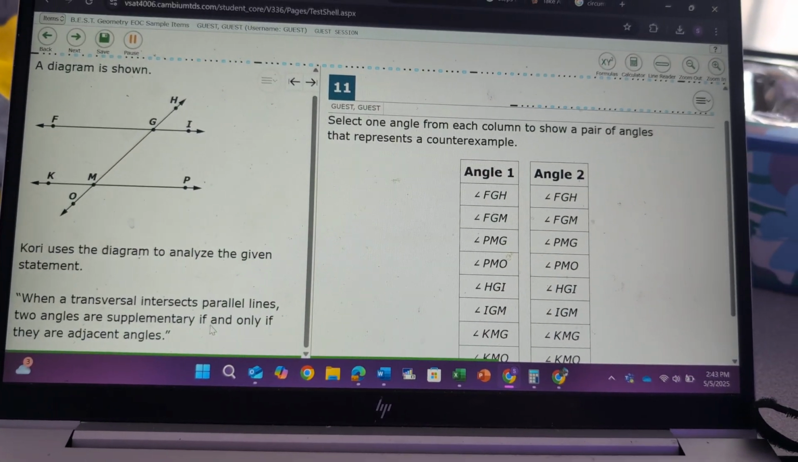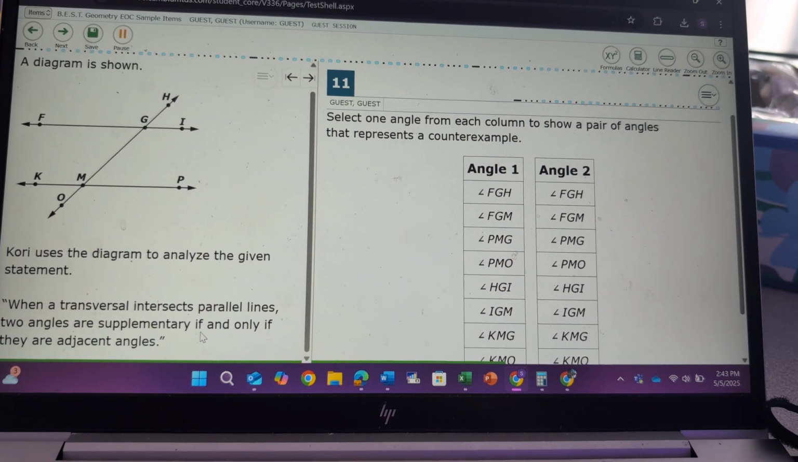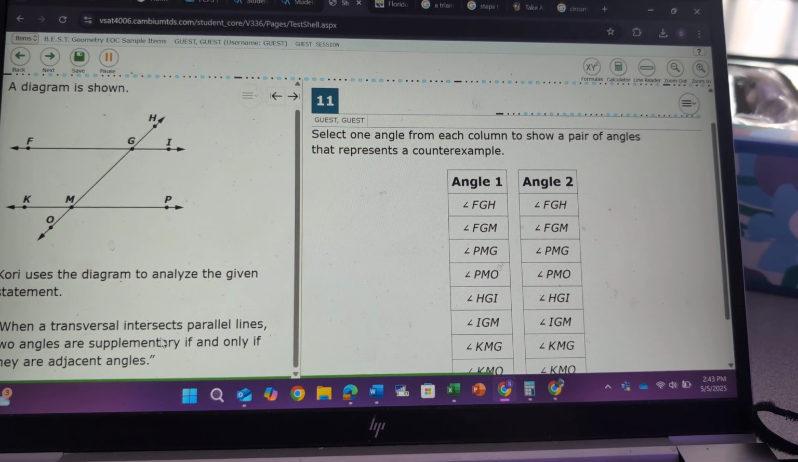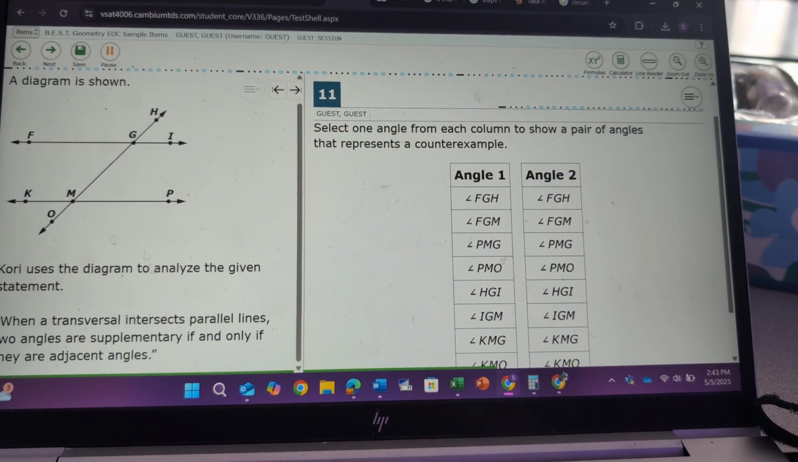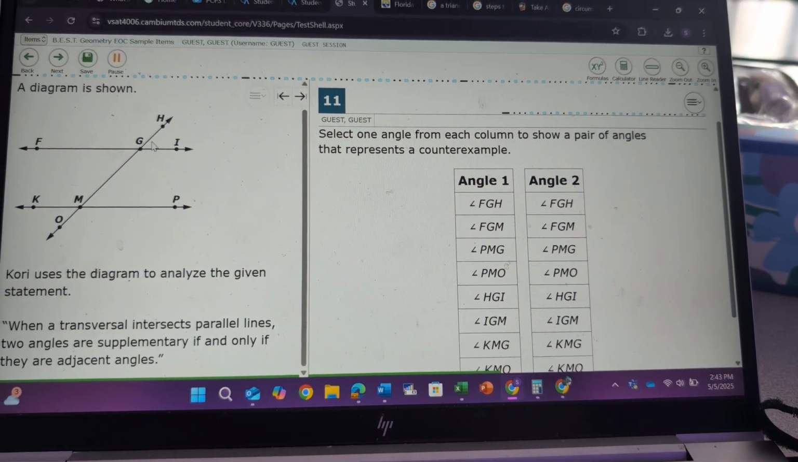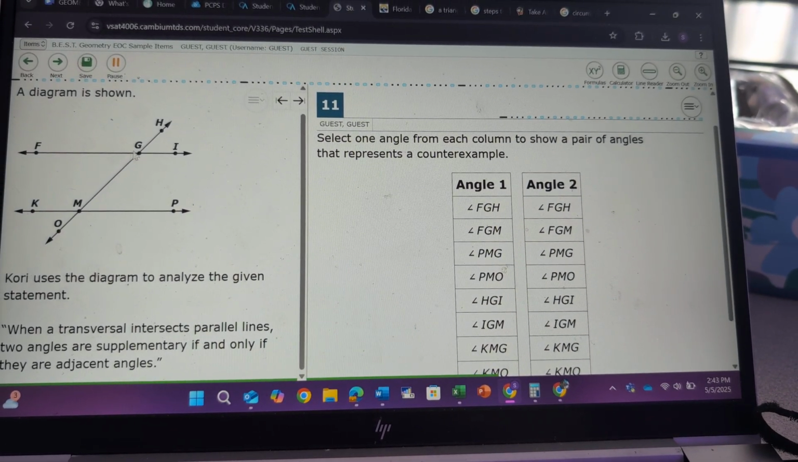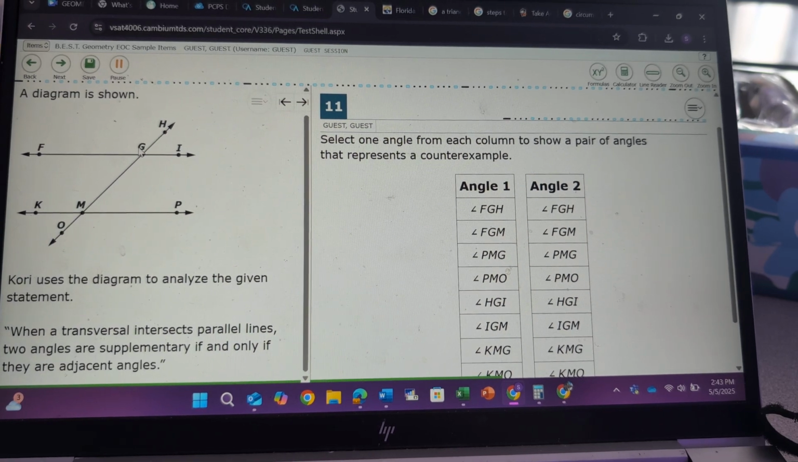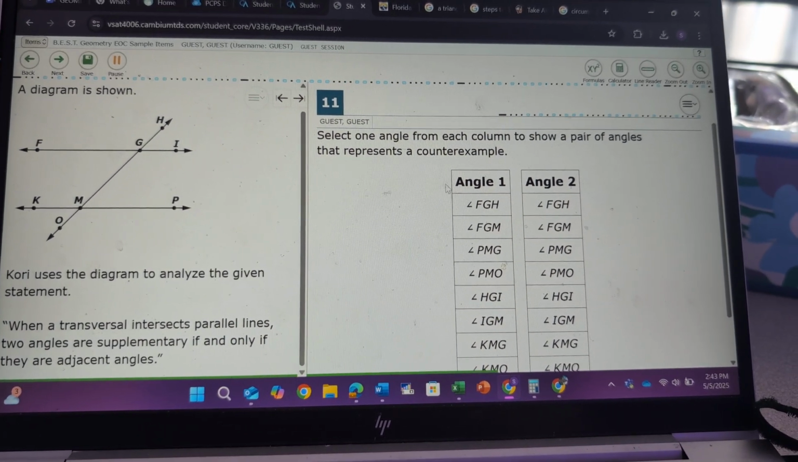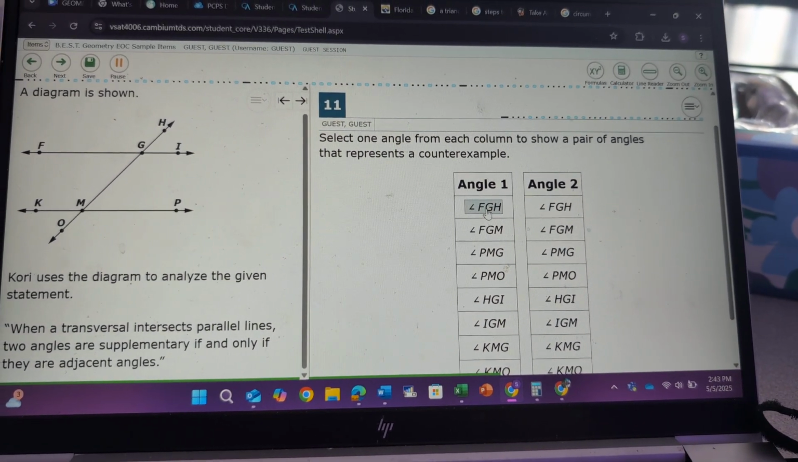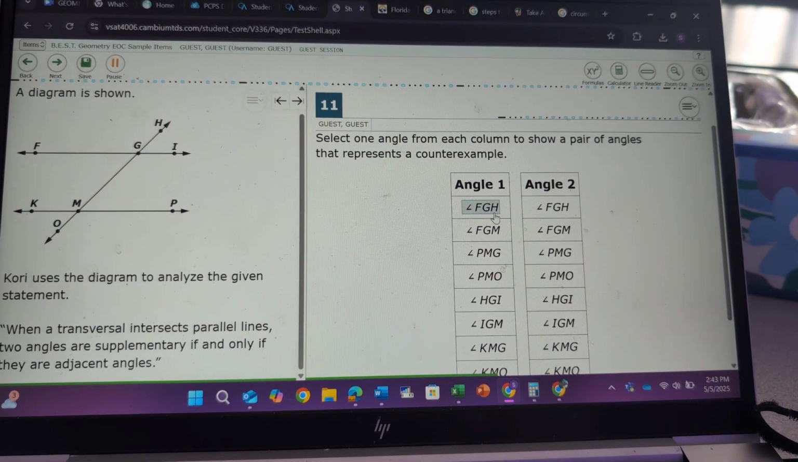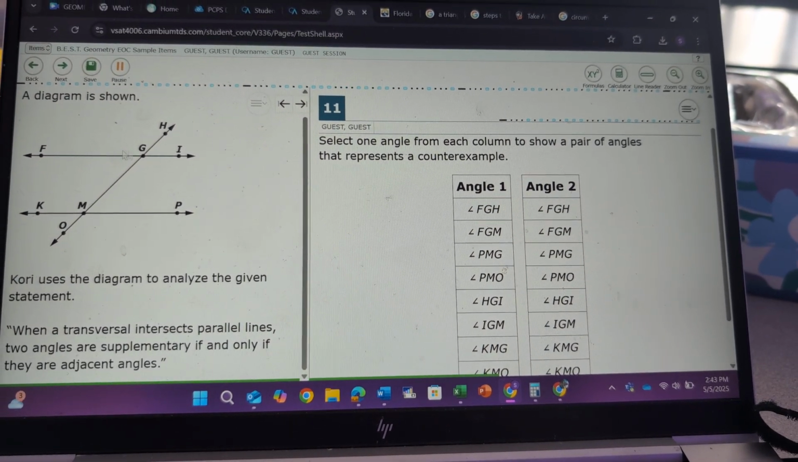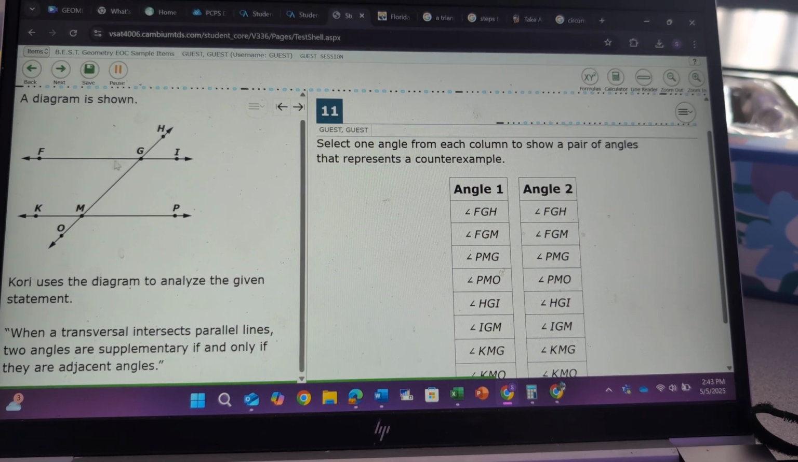But they're saying that when a transversal intersects, two angles are supplementary only if they're adjacent. And that's not true because adjacent angles aren't the only ones that make 180. So we have to find a counterexample. They give us all of these angles here and here that we can match up. So let's look at FGH, okay?